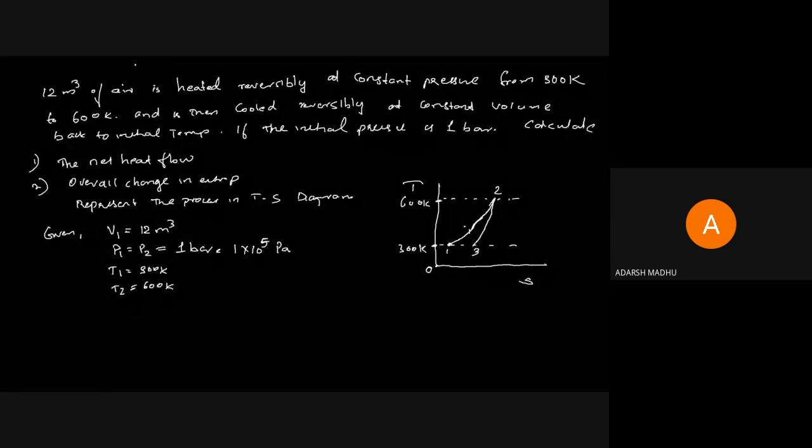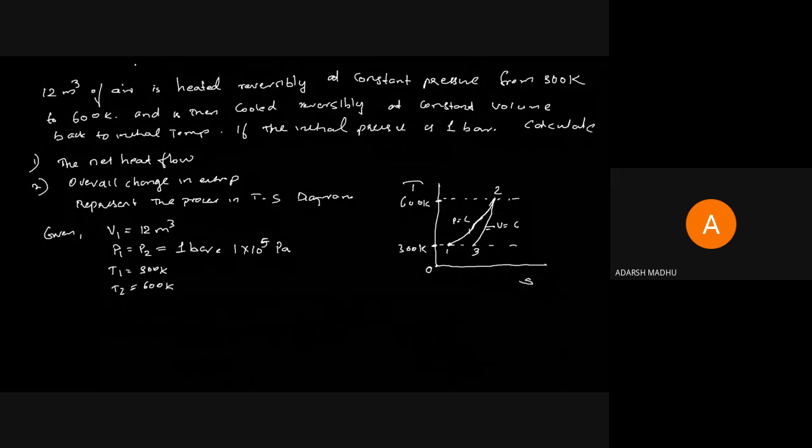This is the constant pressure process, where pressure equals constant, and this is the constant volume process, where volume equals constant. This is a simple TS diagram. This is the TS diagram you want to draw for this question.